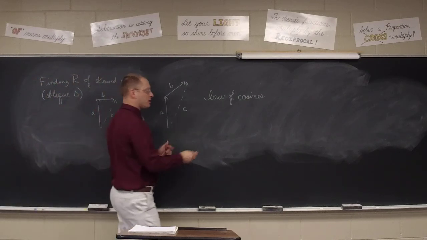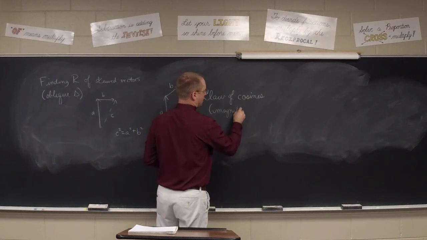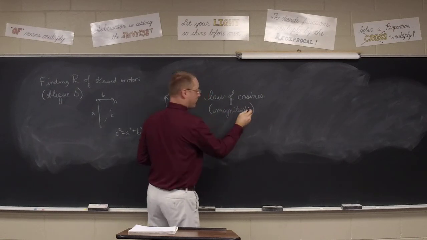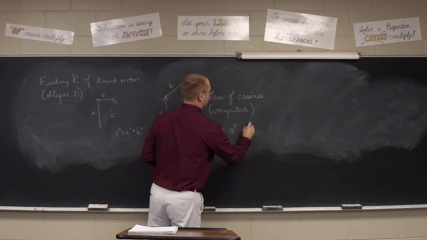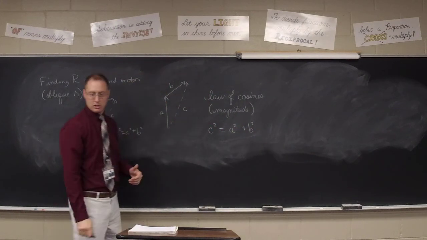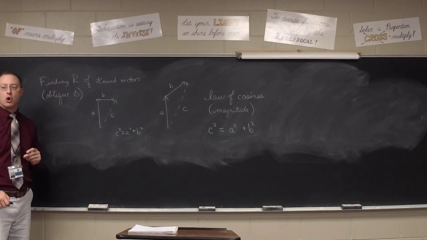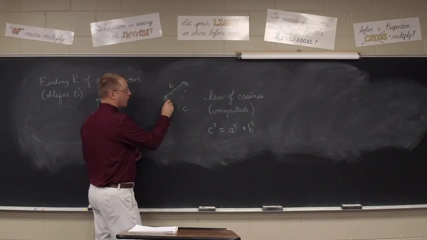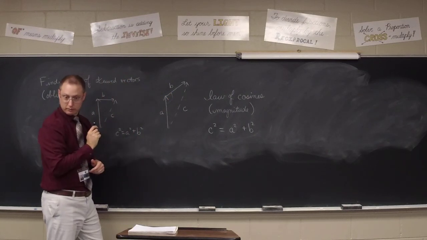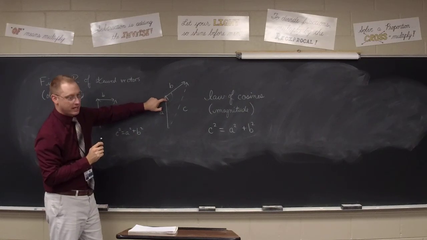for starters. Write this in your notes. The law of cosines, which is what we use to find the magnitude of the resultant, is C squared equals A squared plus B squared. It's like, hey, that's the Pythagorean theorem. It is. But we have to account for the fact that we don't have a right angle right here. So we're going to account for the fact that this angle is not a right angle.